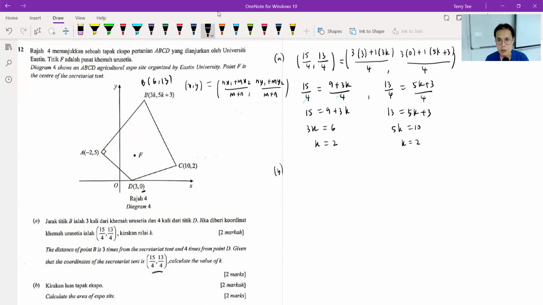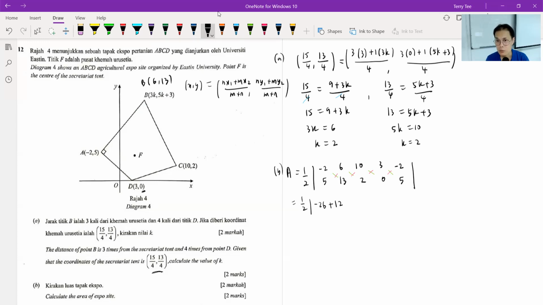Okay, to find the area, we can go in any direction, but make sure it goes either clockwise or anti-clockwise. So let's say I start with A, minus 2, 5. This is the formula for the area of a quadrilateral: x1, y1, continue with x2, y2, x3, y3, x4, y4, then x1, y1 again. When we multiply, please multiply downwards, then minus multiply upwards. So the first one you should get minus 2 times 13, minus 26. 6 times 2 is 12.